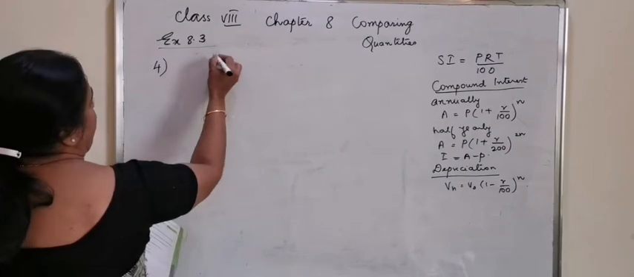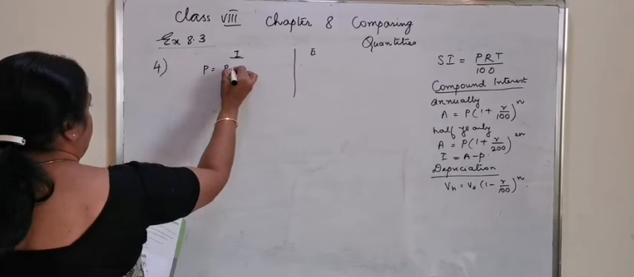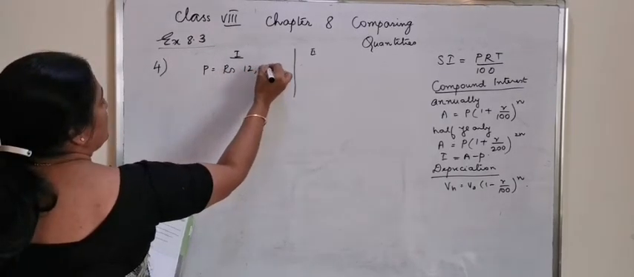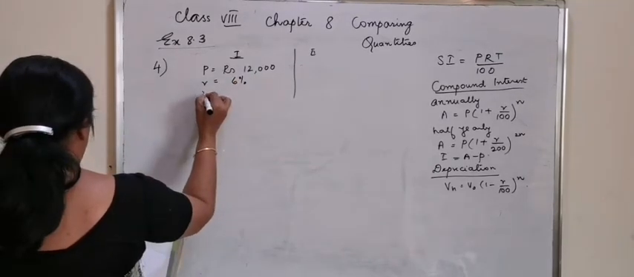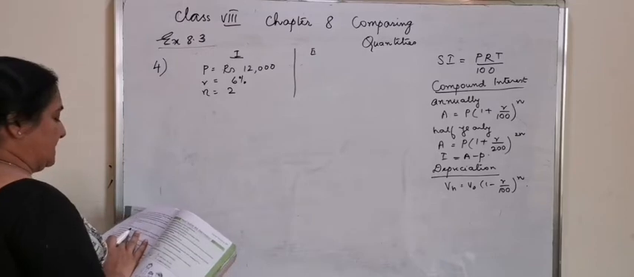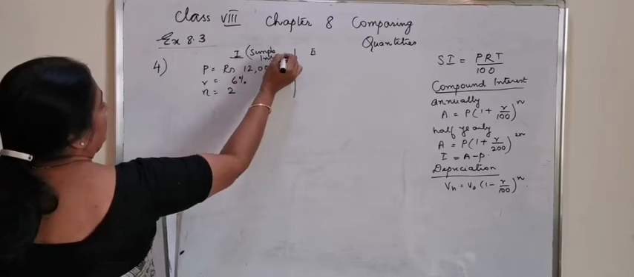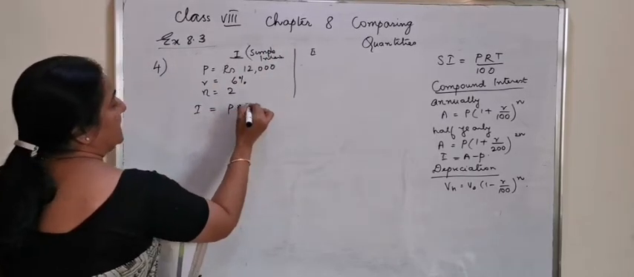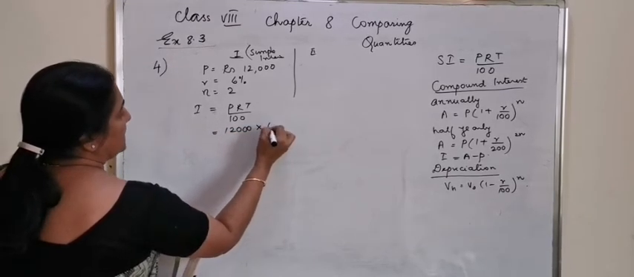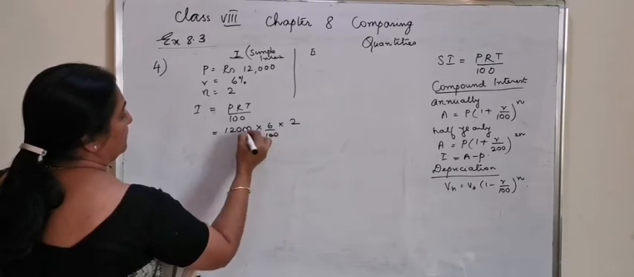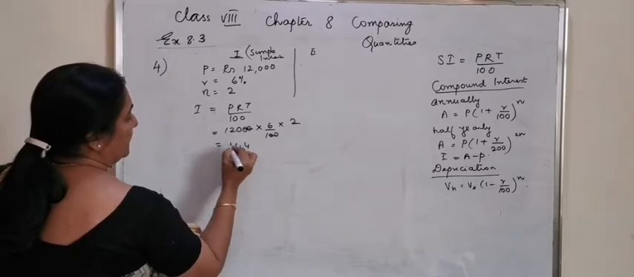So the first case and second case. Principal is equal to rupees 12,000, rate is given as 6% and number of years is 2. In the first case we are doing it by the simple interest formula. I is equal to PRT by 100, which is equal to 12,000 into 6 by 100 into 2, or 6 2s are 12, 12 12s are 144 rupees.